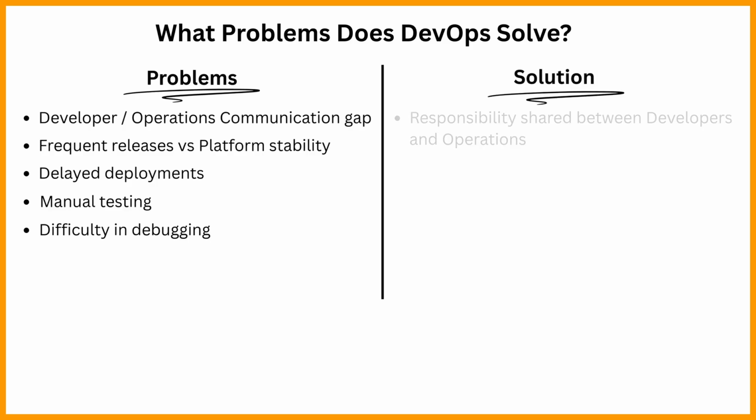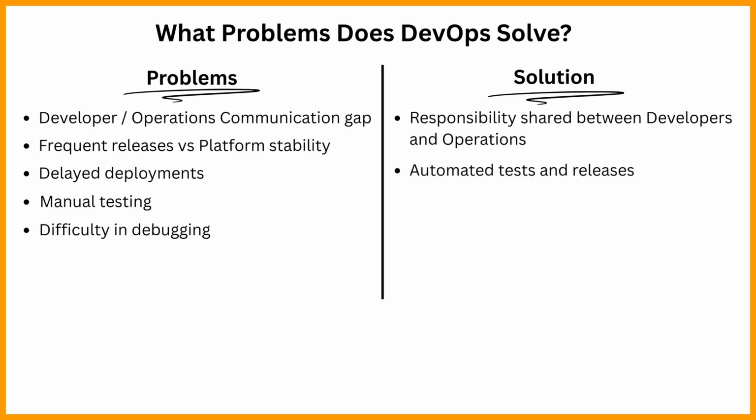DevOps introduces a shared responsibility model where developers and operations work together from the beginning. Automation replaces slow manual steps and helps reduce human error. But it doesn't stop there. This collaborative approach also includes security and testing teams. By integrating these practices directly into the pipeline, every release is not only fast, but also secure and well tested.